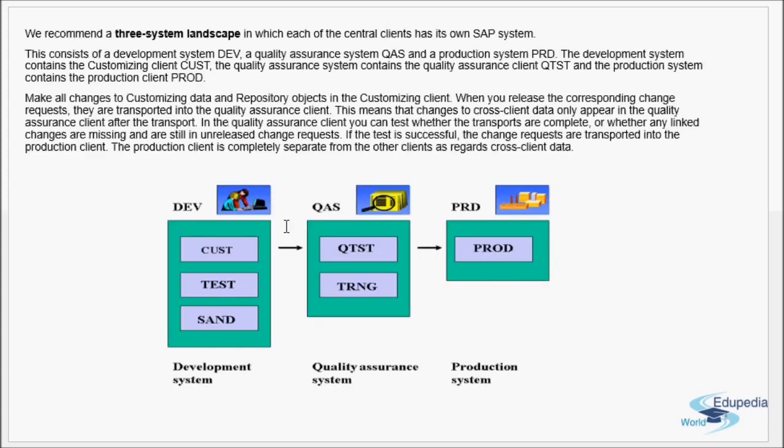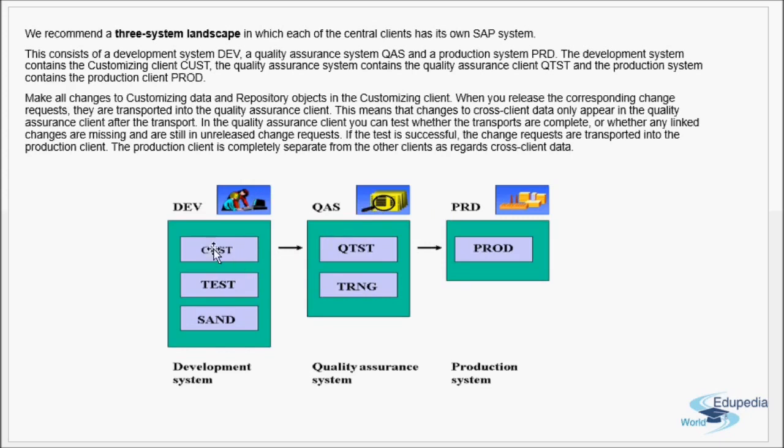Now, SAP generally says we should have a 3 system landscape. In a real business scenario, SAP suggests a 3 system landscape in which each of the central clients has its own SAP system. CUST has its own system, QTST has its own system, and production has its own system.